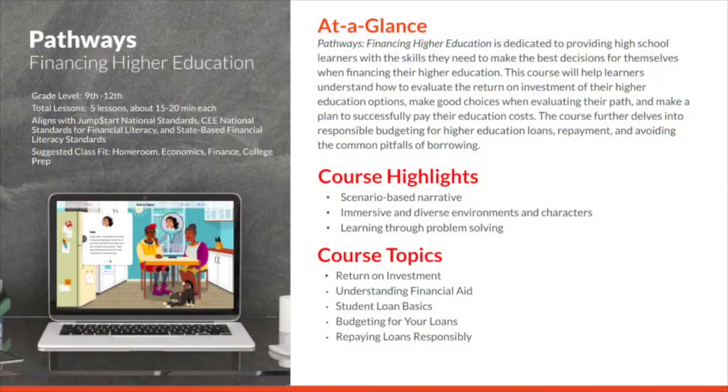Pathways Financing Higher Education is great for 9th through 12th grade. Never too early to talk about this subject. It consists of 5 lessons that are about 15 to 20 minutes each. It's going to talk about return on investment when it comes to higher education, understanding financial aid, student loan basics, budgeting for your loans, and repaying loans responsibly.